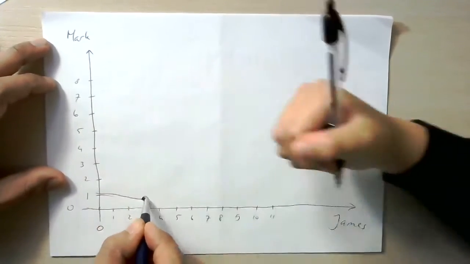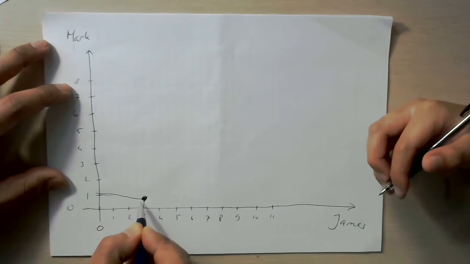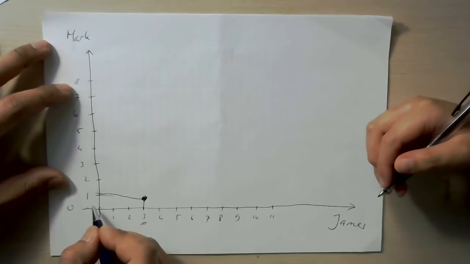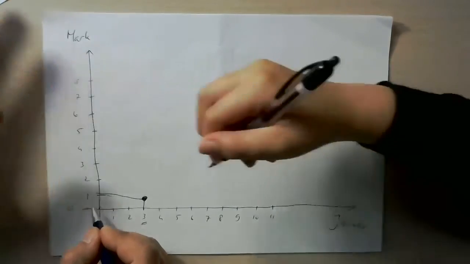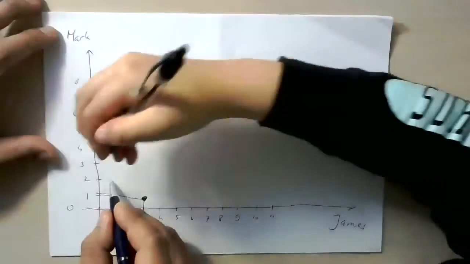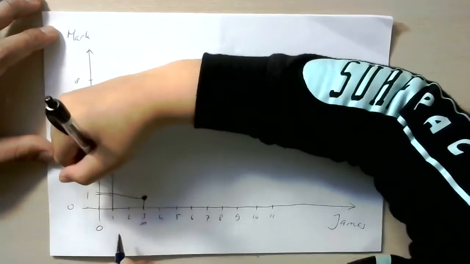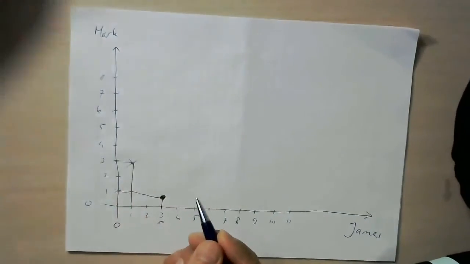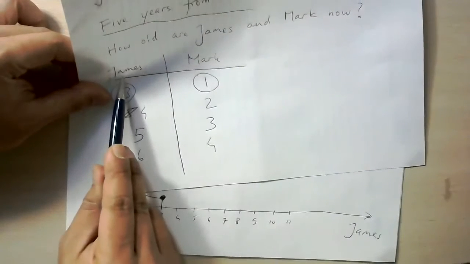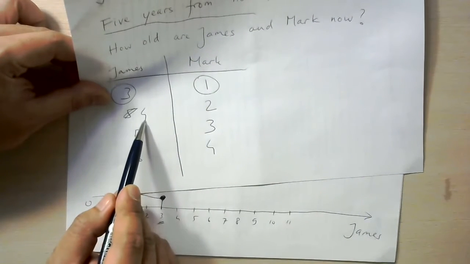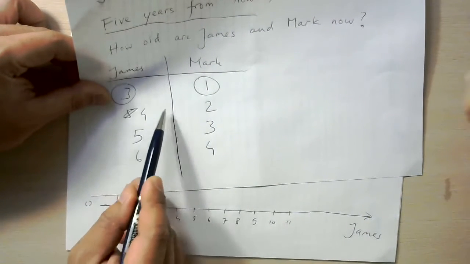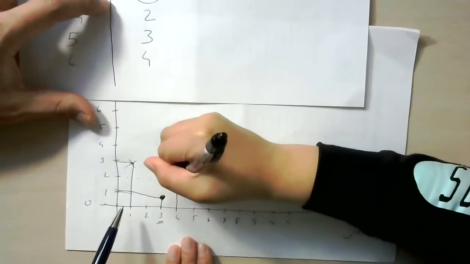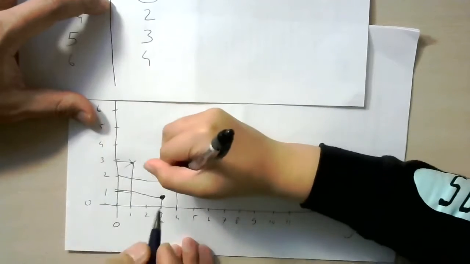So look at this. This is a point where the age of James equals 3 and the age of Mark equals 1. Now look at the table again. The age of James is 4, and it gives the age of Mark as 2. So the age of James is 4 and the age of Mark is 2. Very good.